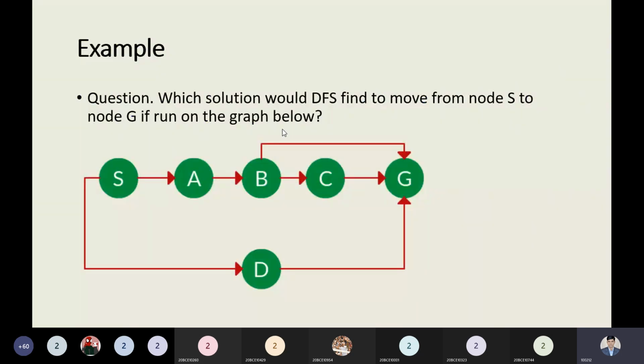Do you have any question right now? You can ask before I explain this example. Is the basics of DFS clear right now? Just tell me. Yes. Okay.